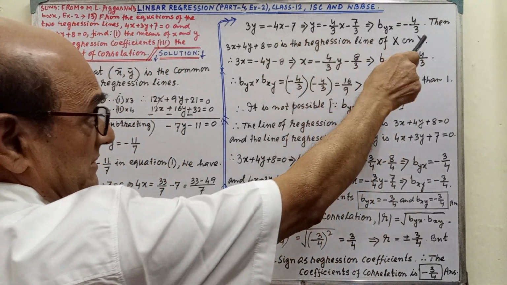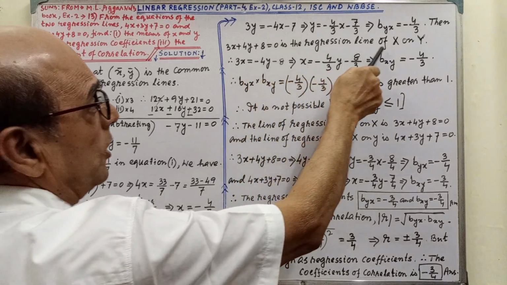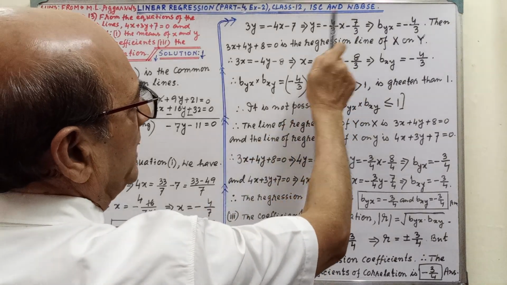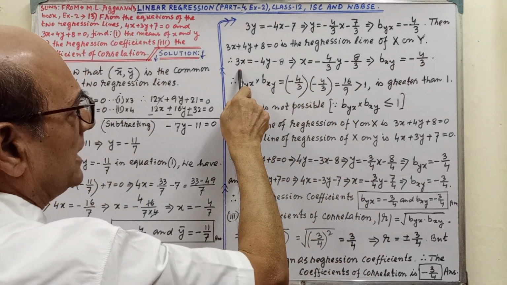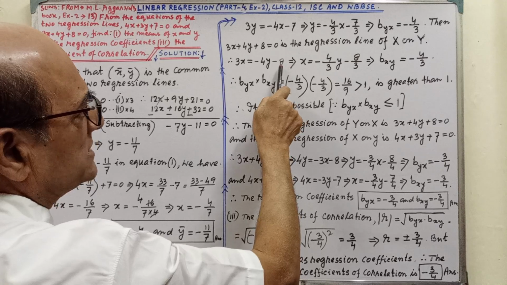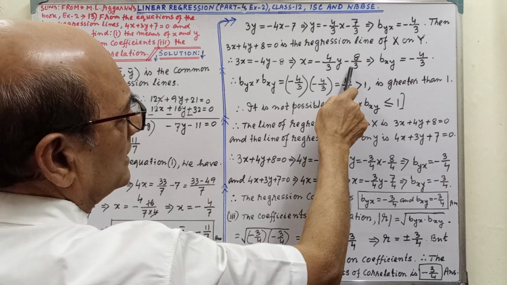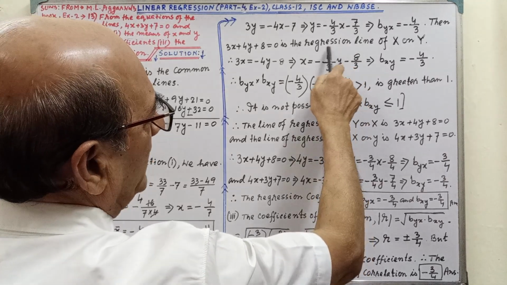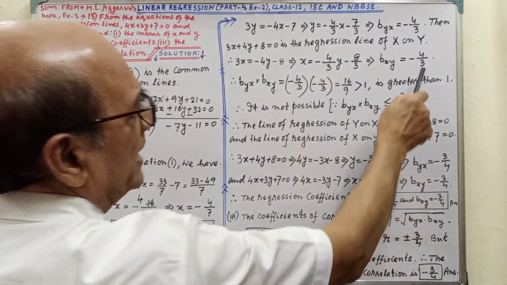Then 3x plus 4y plus 8 equal to 0 is the regression line of x on y. This is y on x and this is x on y. This time x will be on the left hand side and other terms will come on the right hand side. In this way we are getting the slope, that is minus 4 by 3. So bxy equal to minus 4 by 3.